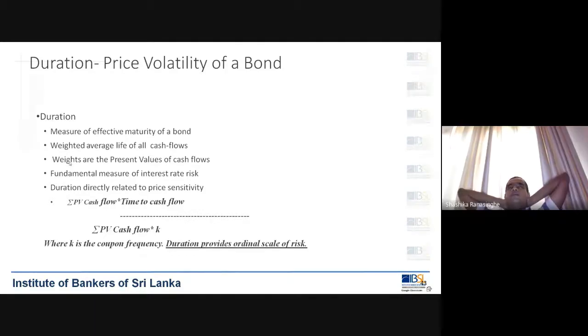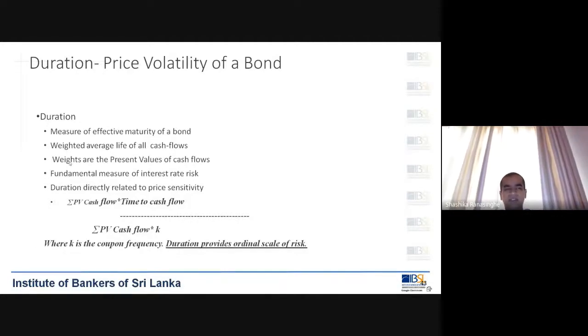Right? Because you're looking at 20 years, no? Whereas the other one is only 5 years, right? So your exposure to interest rates is greater for the longer duration, for the longer maturity. Right? So duration is the fundamental measure of interest rate risk. It is directly related to price sensitivity. Yeah? And this is how we calculate duration. It's the present value of cash flow times time, divided by the price times the number of compounding periods.